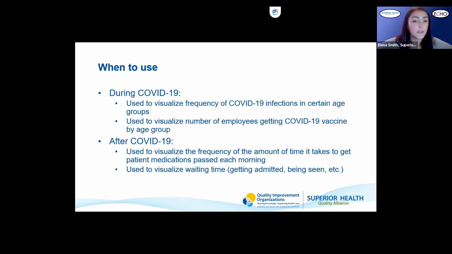So when might you use these? During COVID-19, maybe you're going to use them to visualize frequency of COVID-19 infections in certain age groups. So again, you would have the age groups down on the x-axis, and then on the y-axis, you would have the frequency of COVID-19 infections. Maybe you're going to use them to visualize the number of employees getting the COVID-19 vaccine by age group. Again, that would be that similar x-axis and y-axis. After COVID-19, maybe you're going to utilize this to visualize the frequency of the amount of time it takes to get patient medications passed each morning, or visualize waiting time for getting admitted or being seen.